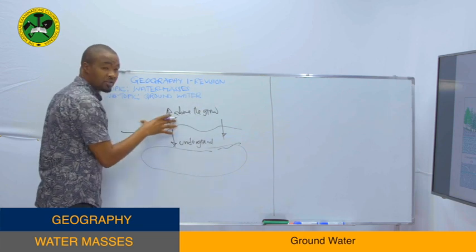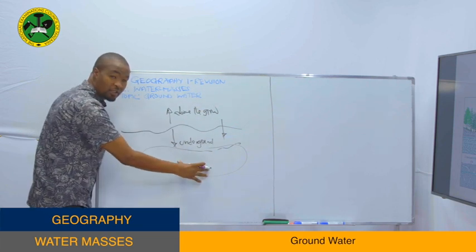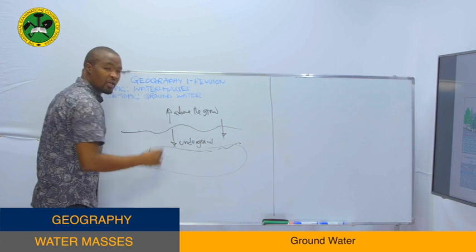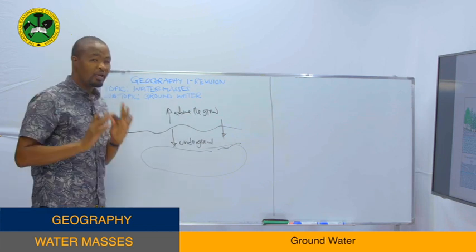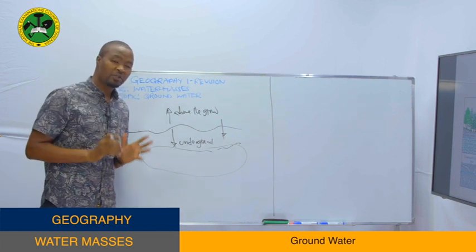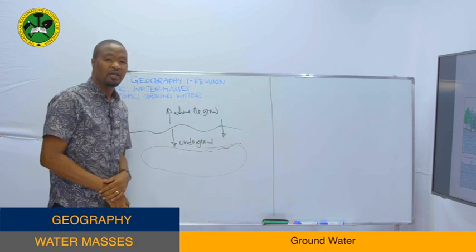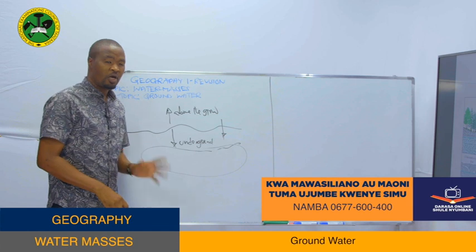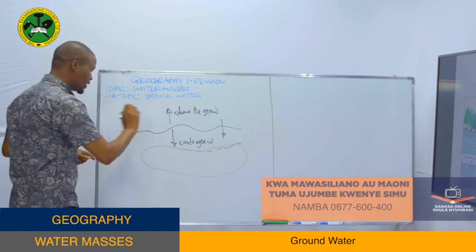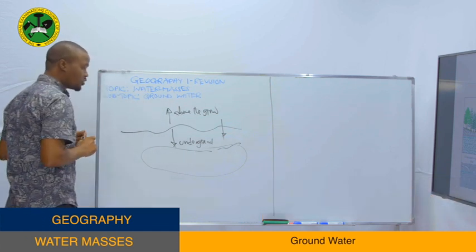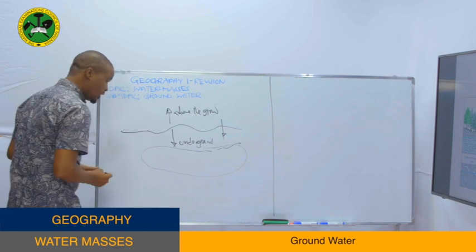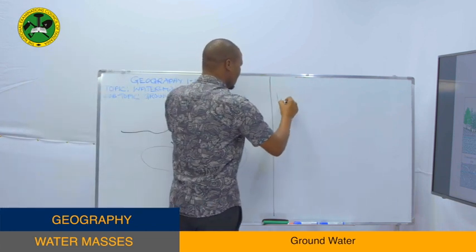As you can see, this is the earth's surface. The water that is found below the earth's surface, that's what we call underground water. In a very simple way, you can say it refers to the amount of water that has saturated the rock inside the earth. Are we together? That is the definition of underground water. Then from there, we say water gets into the ground.